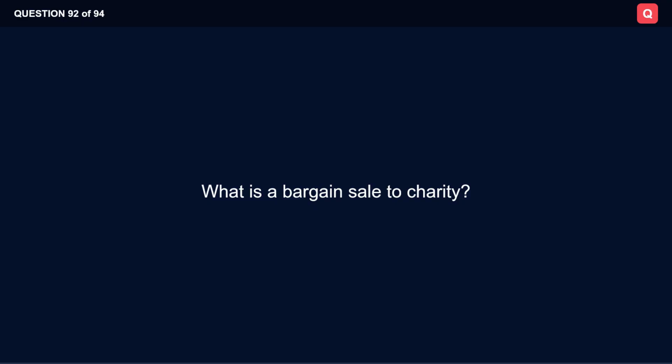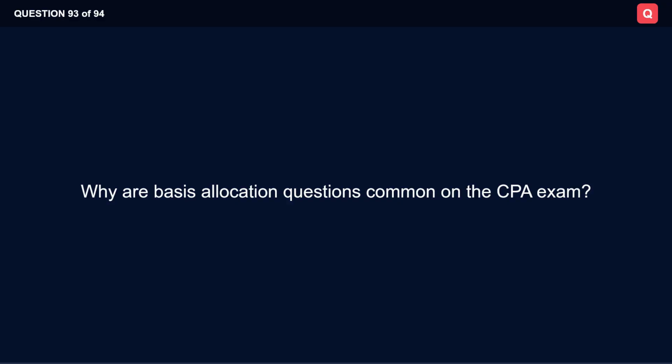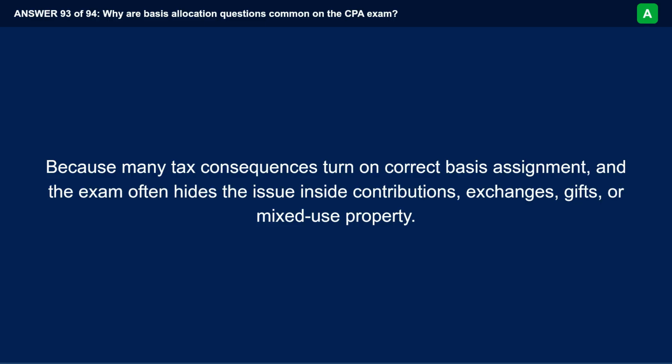What is a bargain sale to charity? It is a part sale, part charitable contribution transaction, in which basis must be allocated between the sold portion and the contributed portion. Why are basis allocation questions common on the CPI exam? Because many tax consequences turn on correct basis assignment, and the exam often hides the issue inside contributions, exchanges, gifts, or mixed-use property.